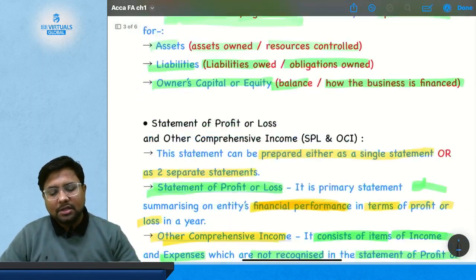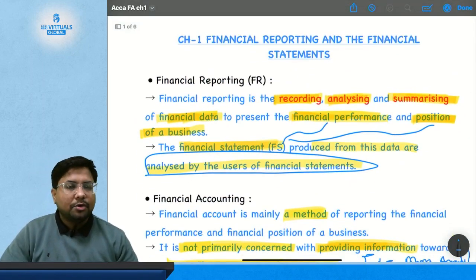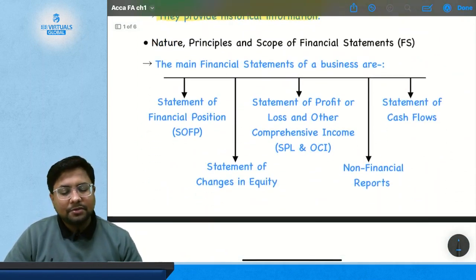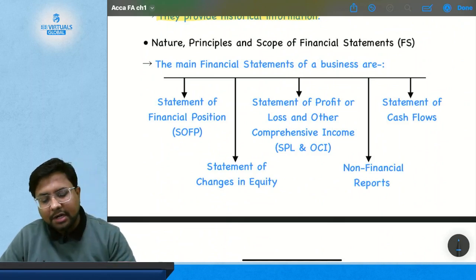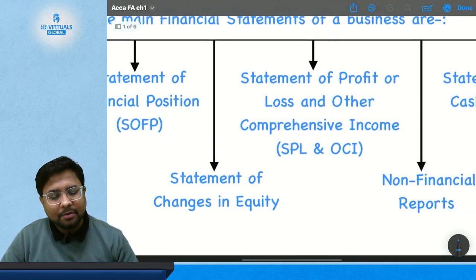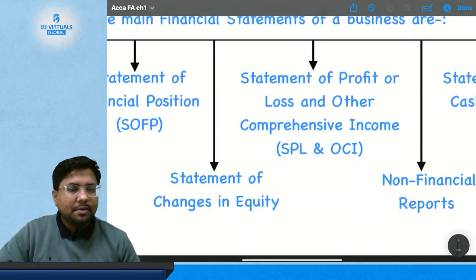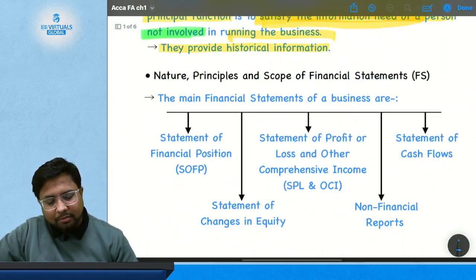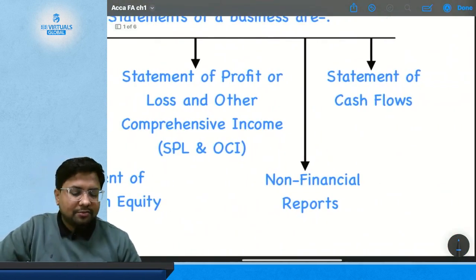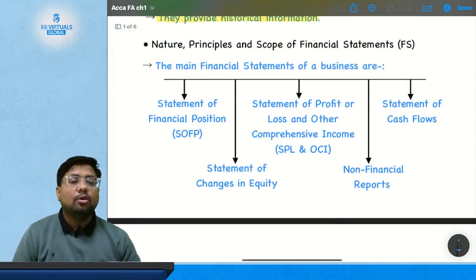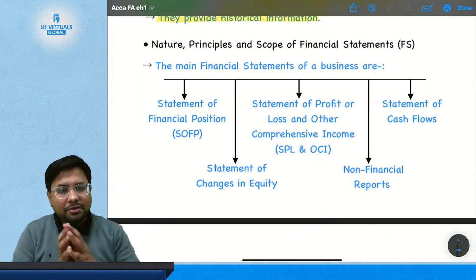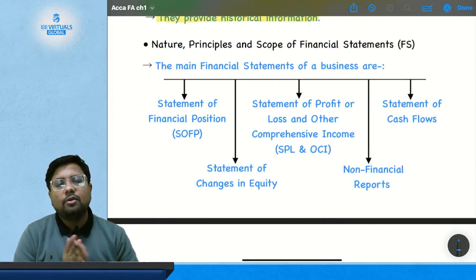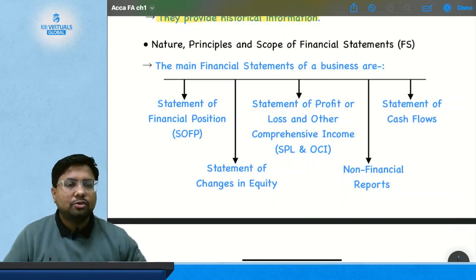So in this class, in this first demo, we have studied what is financial reporting, what is financial accounting, and the nature, principle and scope of financial statements, where we have studied statement of financial position, statement of profit and loss, and other comprehensive income in brief. Tomorrow we are going to study statement of changes in equity, statement of cash flow, non-profit report, and we are also going to solve some questions based on today's class. So whatever we have studied today, please revise it at home so that we can solve questions tomorrow.